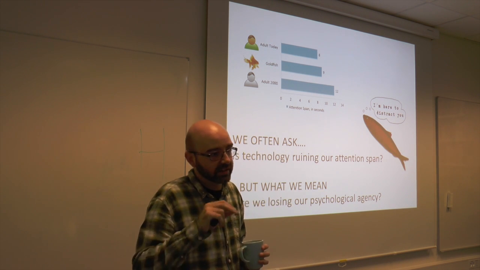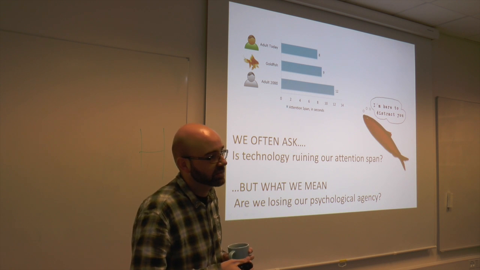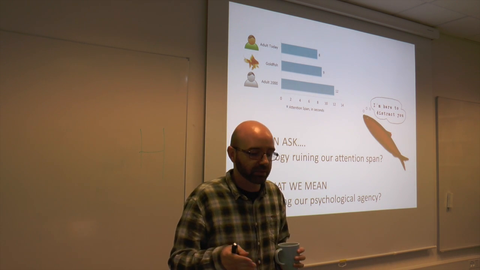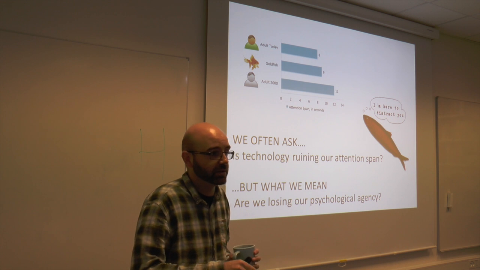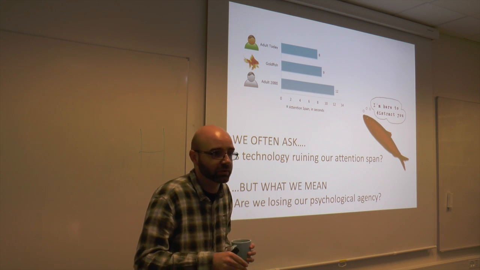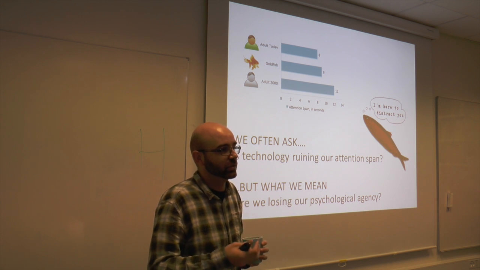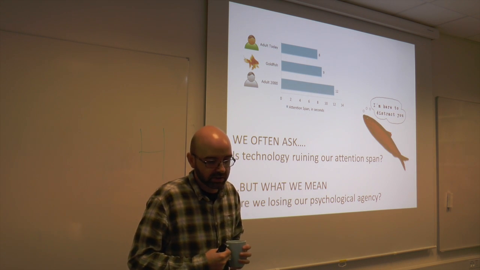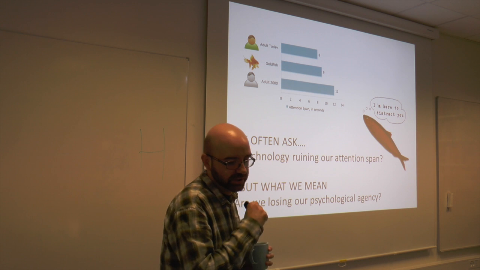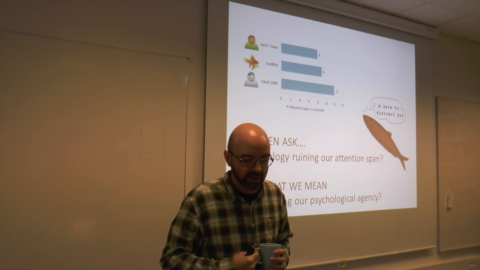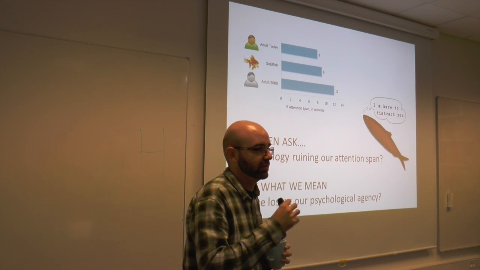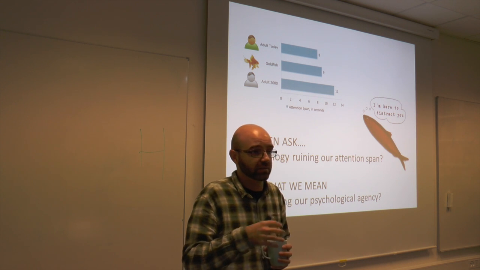But I think that the underlying implication here is that it's not just the attention span that we're losing, we're also losing something else that's fundamental that William James sort of ticked onto when he said that attention is fundamental to a kind of mental agency. It's a source of our mental agency. So if we're worried about technology ruining our attention span, then that's because we're worried about our psychological agency being undermined by our context.